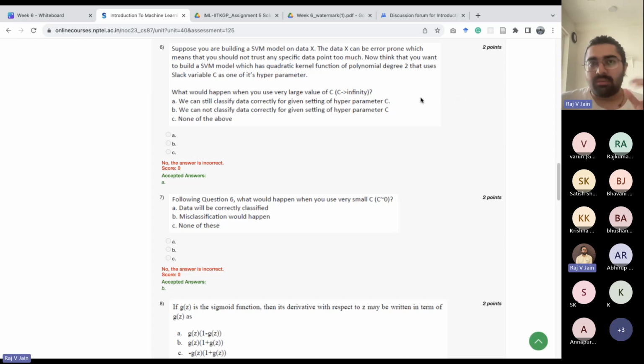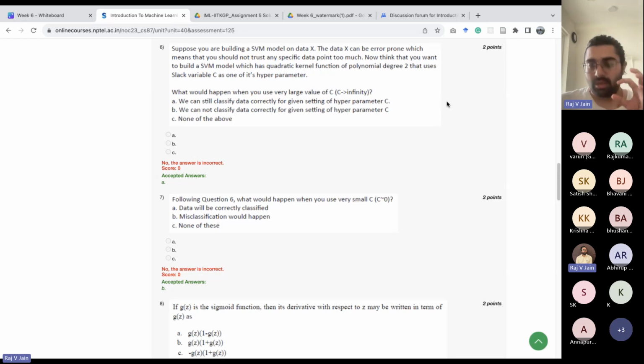This is exactly why these questions are here, so that you can build some intuition around the problem. So let's say you know for a fact that the data is error prone, then using a hard margin SVM may not be the right approach. But you can use a soft margin SVM, in case you want to have very good classification on your trained data, with a slack variable and using a large value of C.